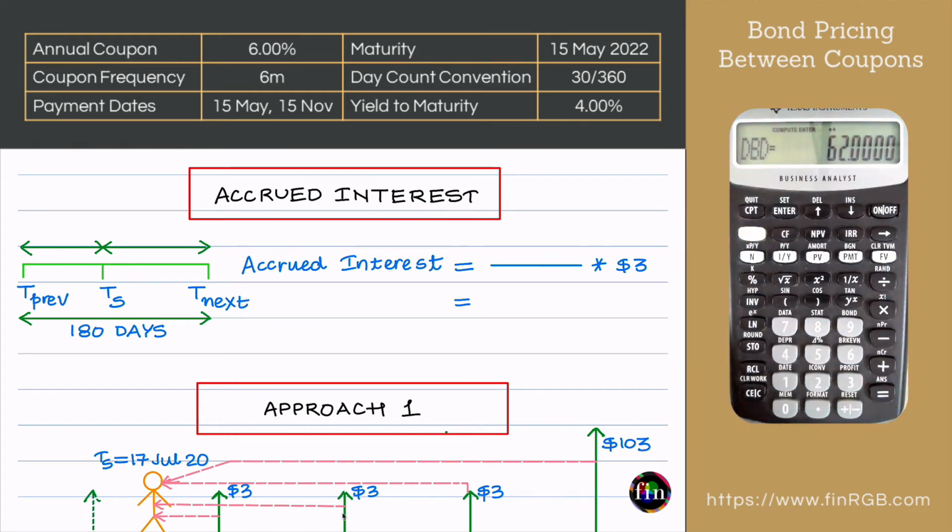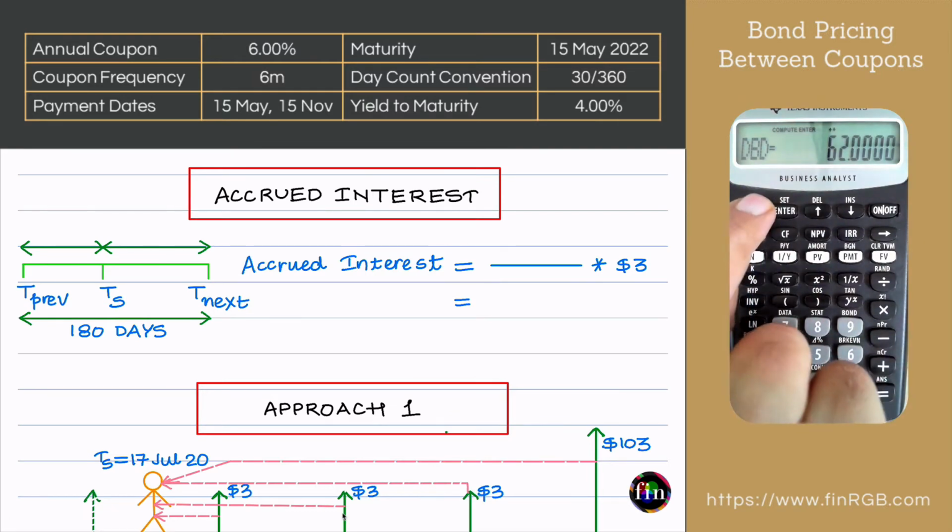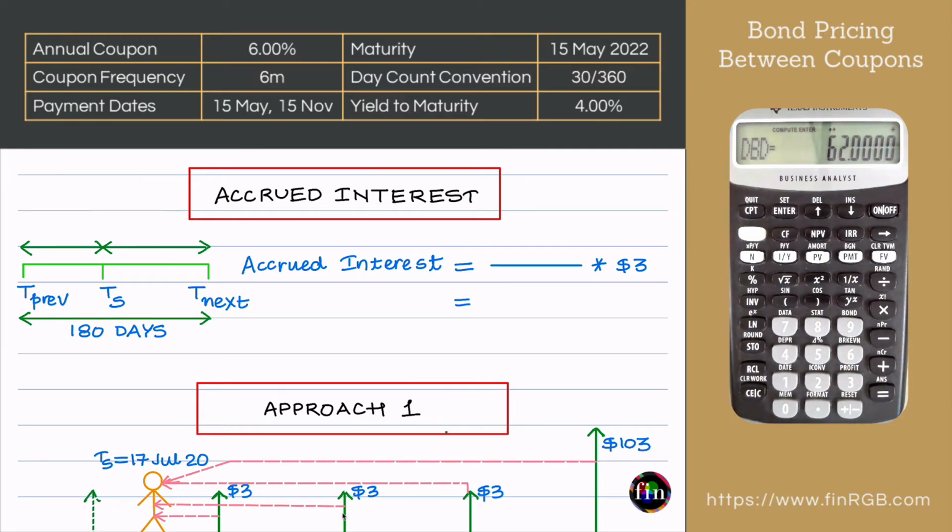Press the down arrow, and before I compute the days between dates, let me confirm the day count convention which my calculator is using. So it is indeed using the 30/360 day count convention. Come back up, compute the days between these two dates, and it comes out to 62. So the number of days since the last coupon date is 62. This tells me that 180 minus 62, which is 118, is the number of days till the upcoming coupon date.